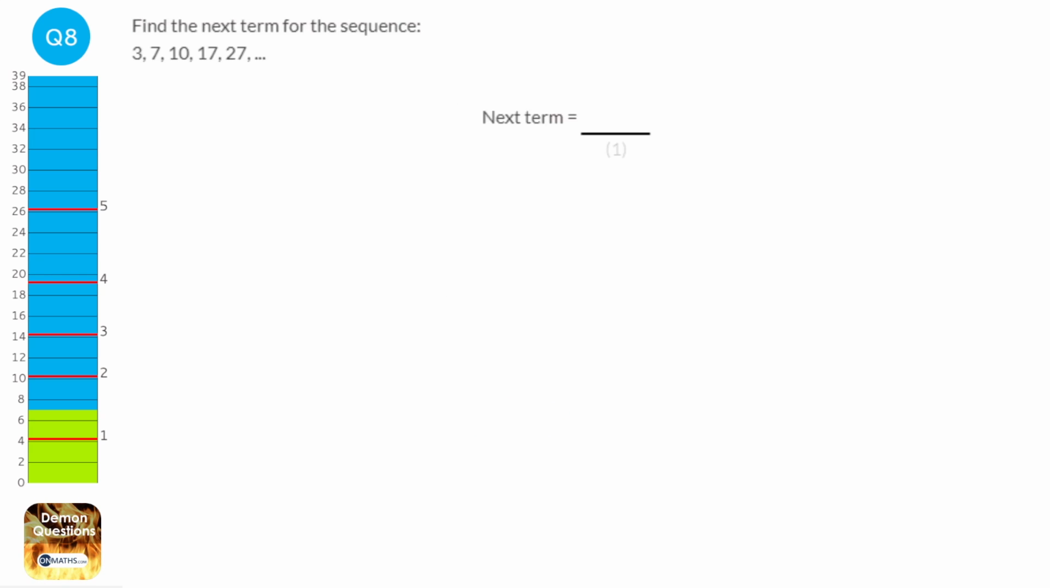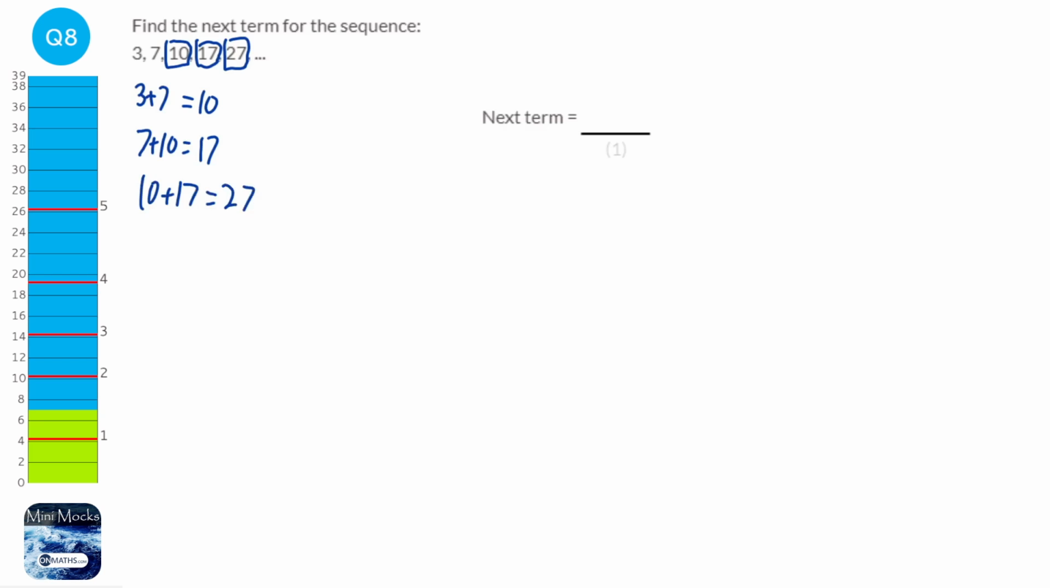So what we do is we notice that to get this 10, we add the 3 and the 7. To get this 17, we add the 7 and the 10. And to get this 27, we add the 10 and the 17. Whenever we have this kind of sequence, it's called a Fibonacci sequence. You essentially add the previous 2 terms to get to the next term. And so what we need to do is just simply add the 17 and the 27. When you do that, you get 44. So our next term is 44.